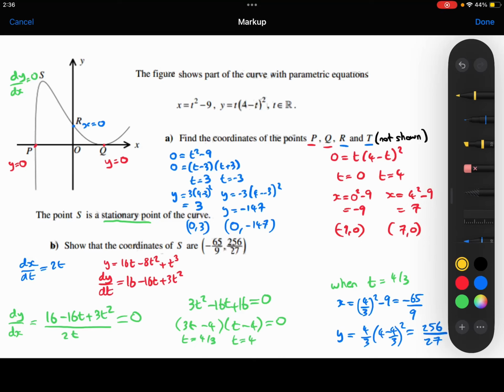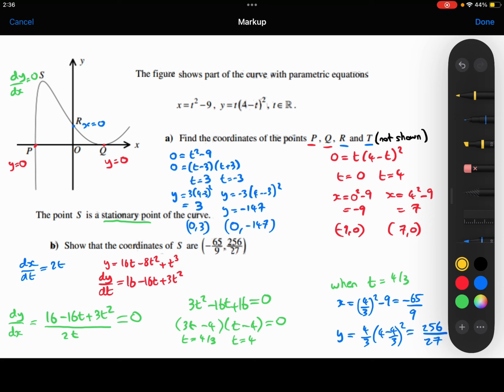As you can see, I've already shown pretty much all my working out. I'll just talk you through it. So we have the figure shown, given by the parametric equations, x equals t squared minus 9, and y is t times 4 minus t squared. And we had to work out the coordinates of the points P, Q, R, and T.